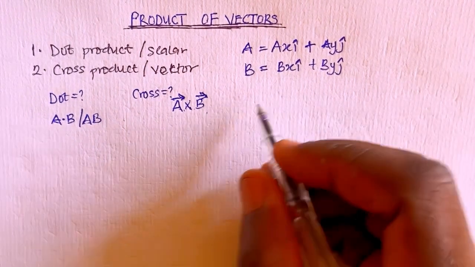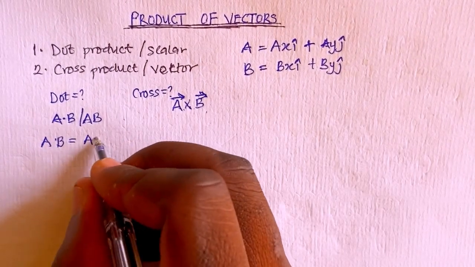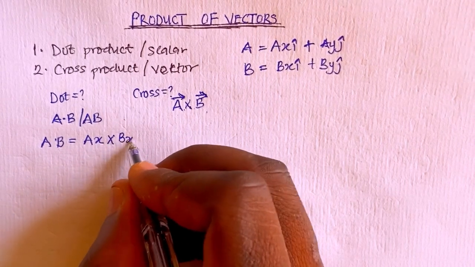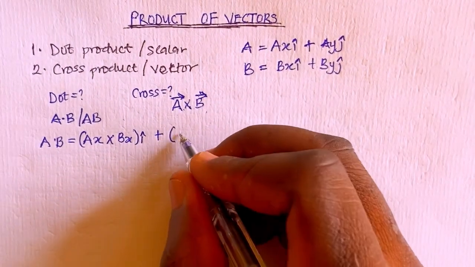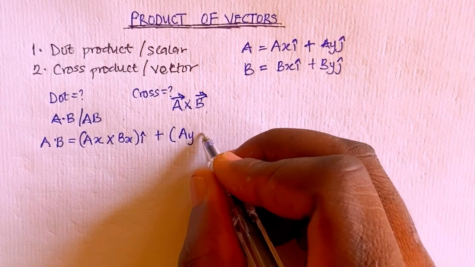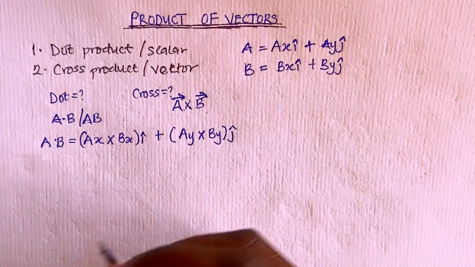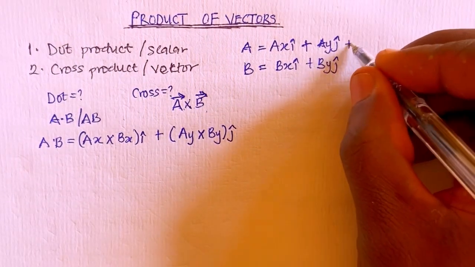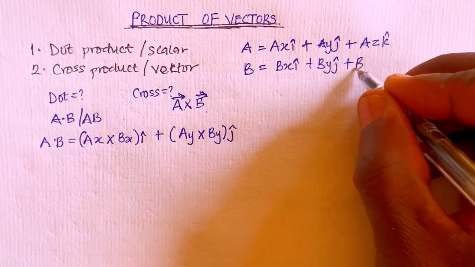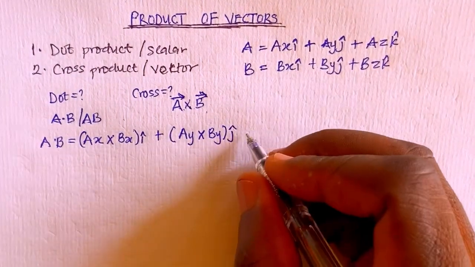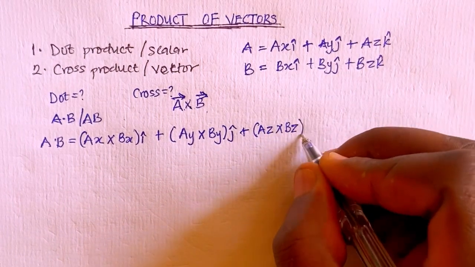Now what's going to be our dot product? Our dot product, A dot B, is equal to AX multiplied by BX, plus AY multiplied by BY. Let's say we include another component, which is AZk and BZk. Then the scalar product is going to be plus AZ multiplied by BZ.